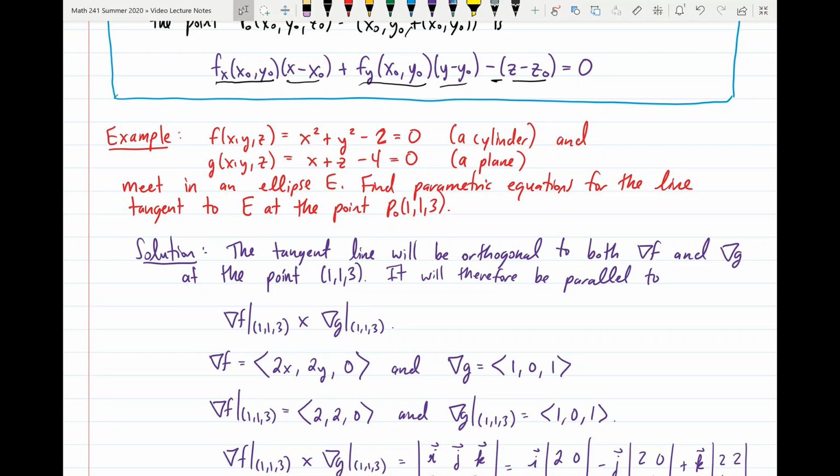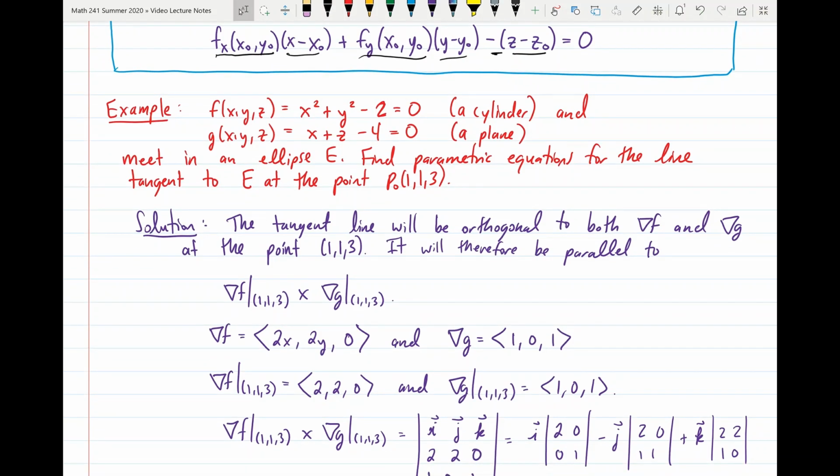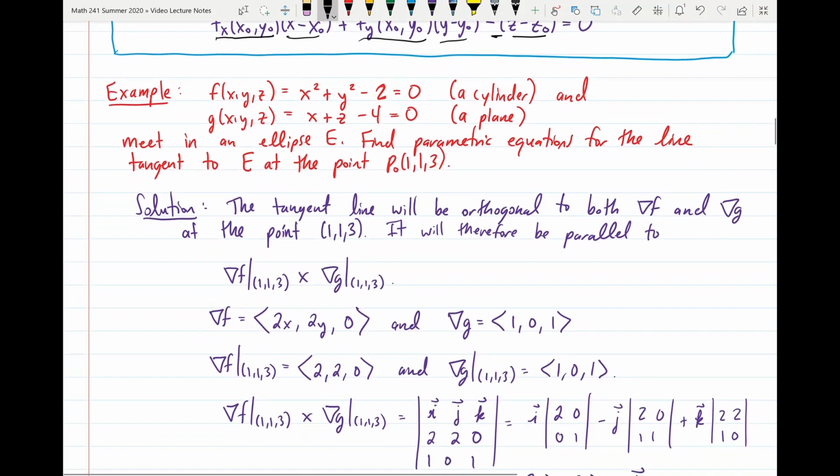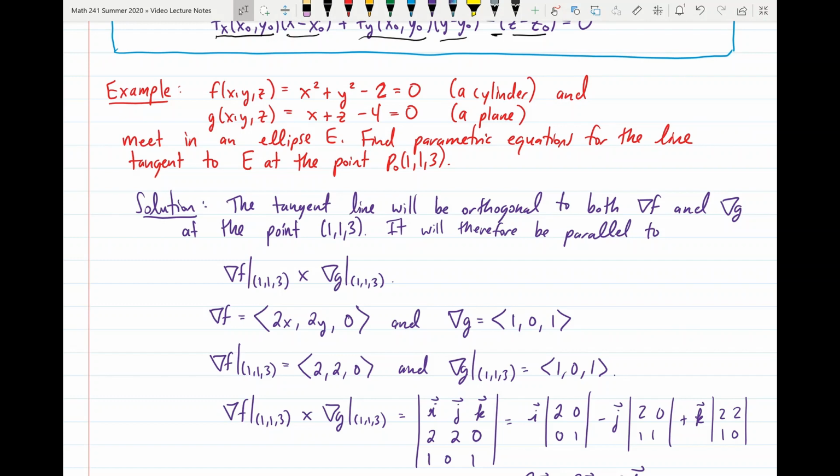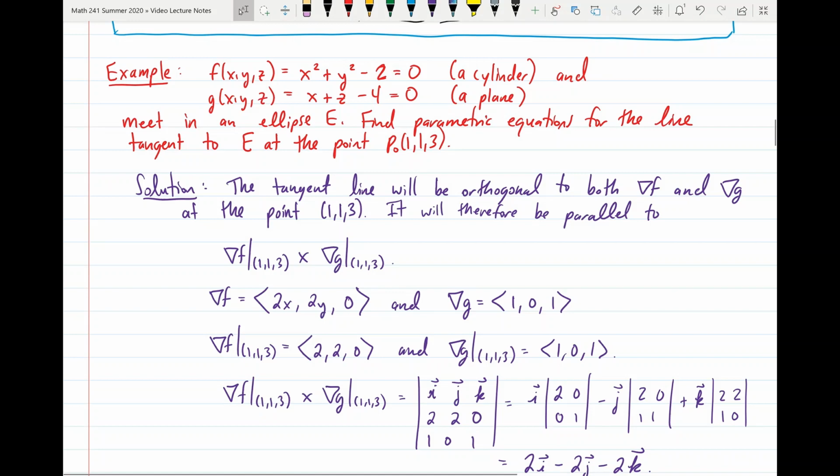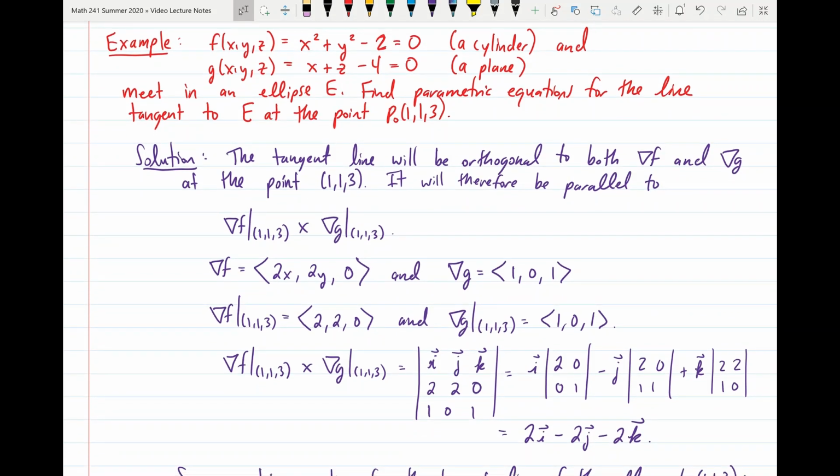All right, so let's give an example of this here. So we have our function f of x, y, z equal to x squared plus y squared minus 2 is equal to 0. This is a cylinder, and g of x, y, z is equal to x plus z minus 4 is equal to 0. So this is some plane in space, and both of these surfaces are going to intersect at an ellipse, E. And we want to find parametric equations for the line that is tangent to our ellipse E at the point 1, 1, 3.